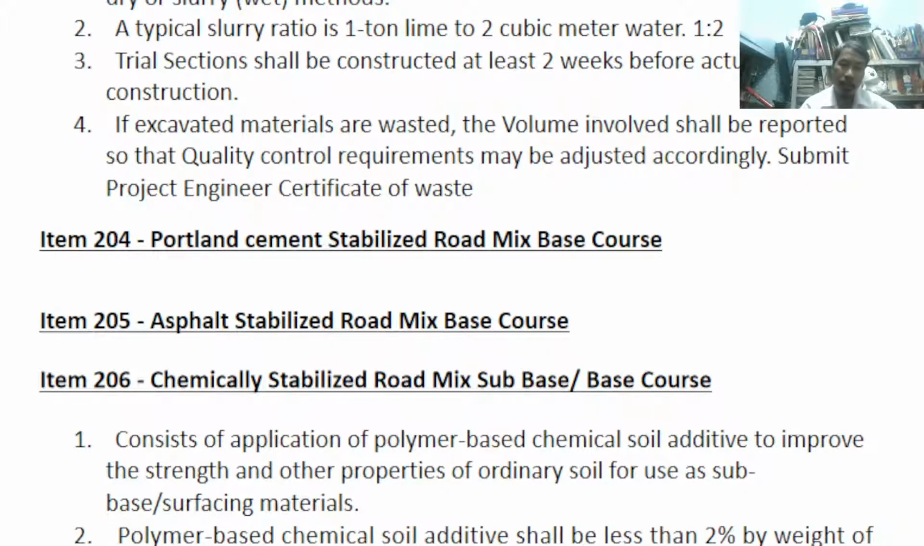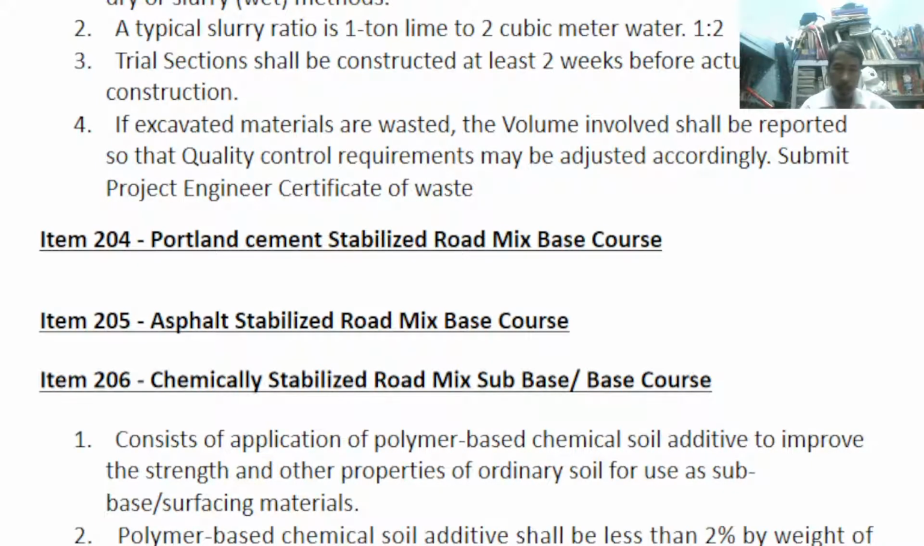So 206, chemically stabilized. Number 1, consists of application of polymer-based chemical soil additive to improve the strength and other properties of ordinary soil for use as sub-base or surfacing material. Sub-base is the layer B. That is sub-base, layer B. So we need the chemical, or asphalt or Portland cement, on that layer, sub-base.